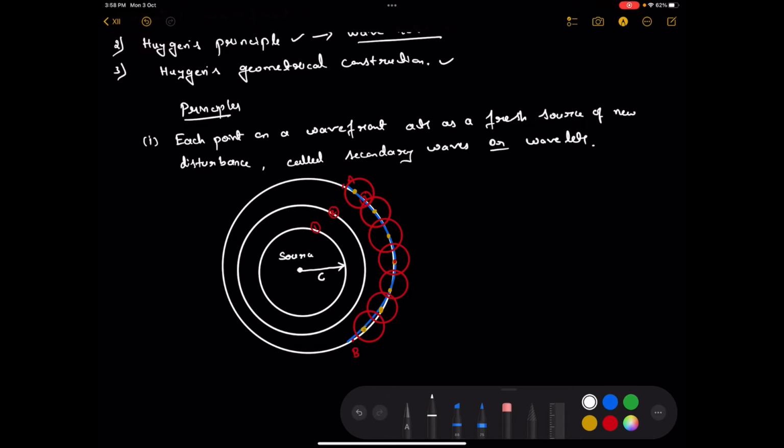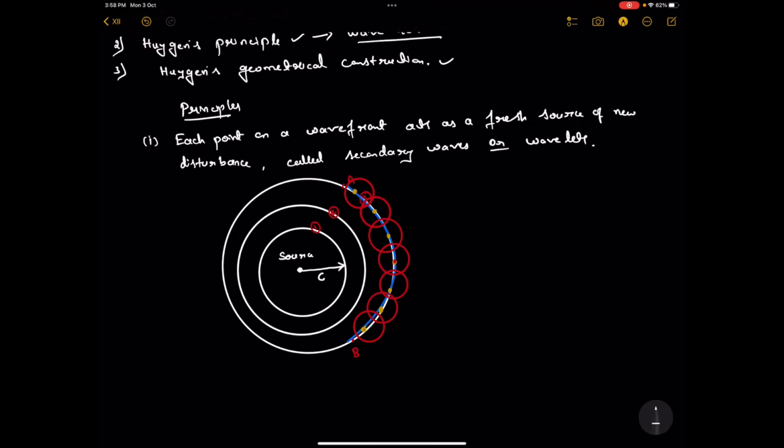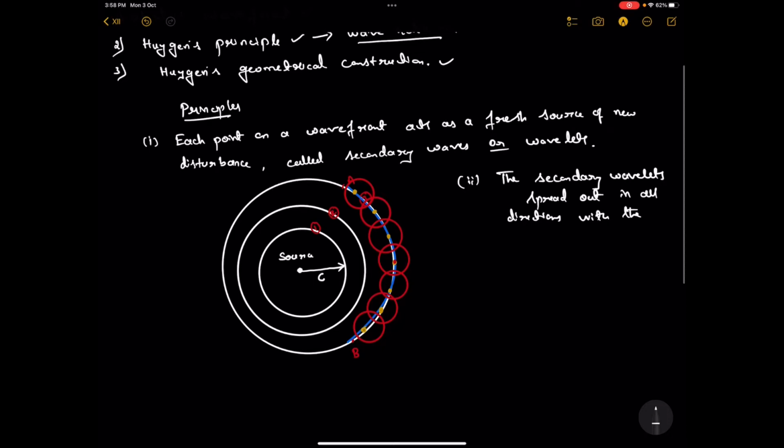Let us take the second statement of this principle. What he says is that the secondary wavelets spread out in all directions with the speed of light, or with the speed of light in the given medium.